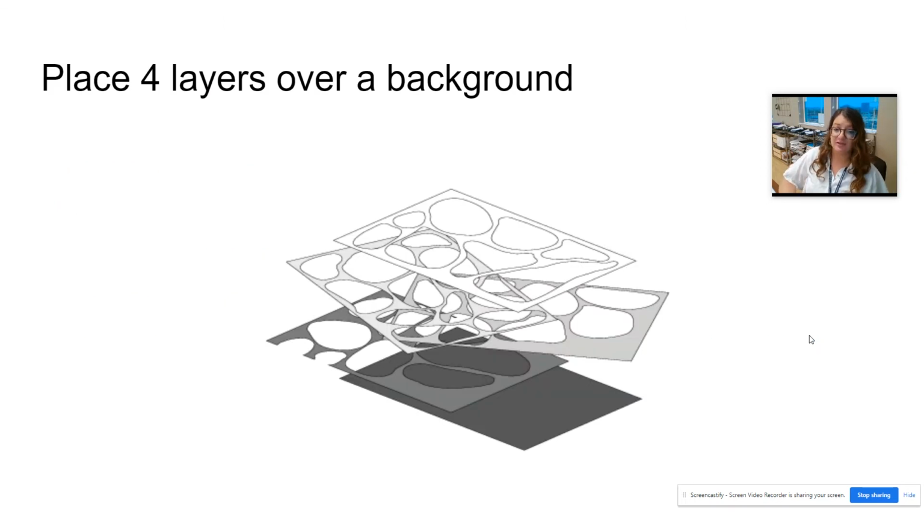Okay, so here is a really good example of that. So pretend that your very bottom layer is a black sheet of paper, and then you have 4 different layers on top of each other. How would this look in real life?